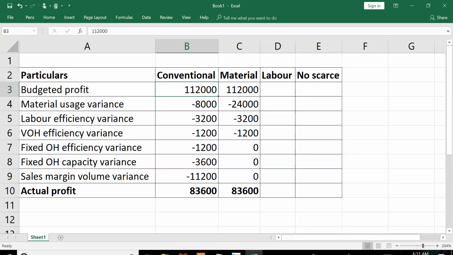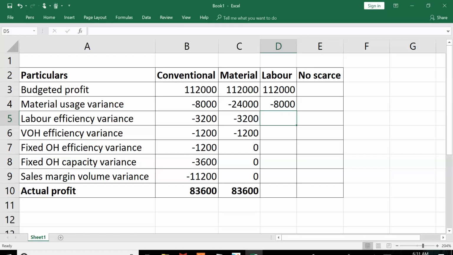Now when it comes to labor, this continues to be same. This 8,000 will continue to be same. How many labor hours we wasted? What is the standard hours and what is the actual hours? Okay, actual. So we have wasted 400 hours. 400 hours into 8 is the normal labor cost and your opportunity cost is 10. This will continue to be same.